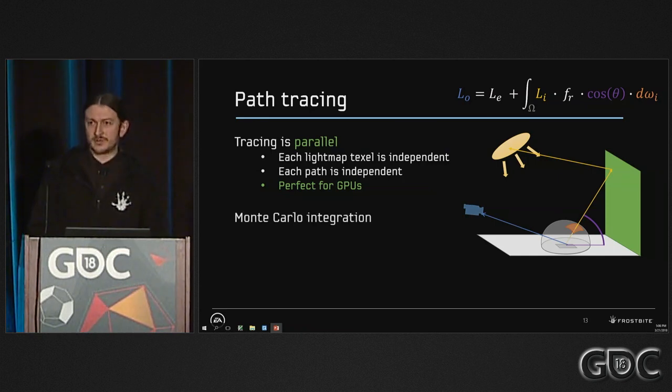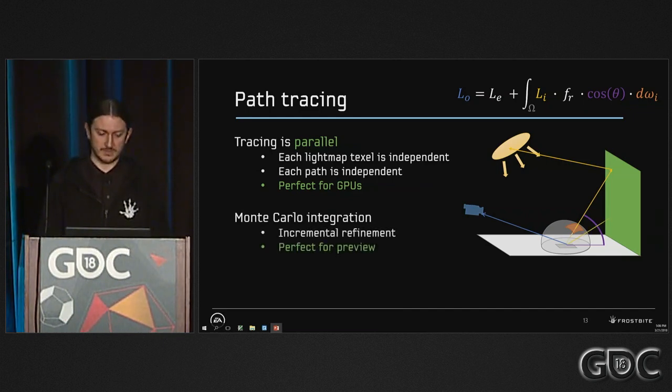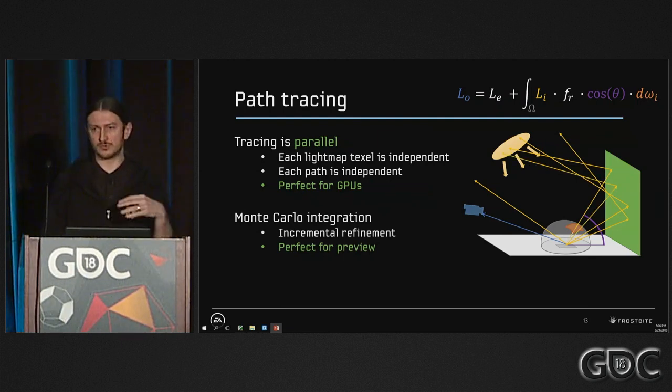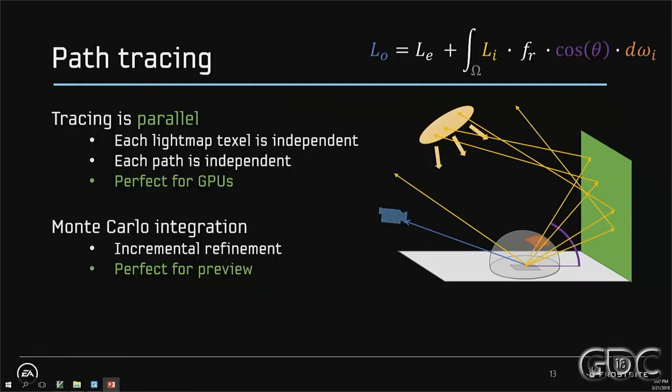And then, of course, one ray is not enough. You have to integrate multiple of them, and that can be done using Monte Carlo integration. And of course, the more rays you cast, the better you will converge toward the real solution of the irradiance for each texel. And so that seems like a good solution for preview. You start with a rough estimate, and then you converge progressively toward the right solution.